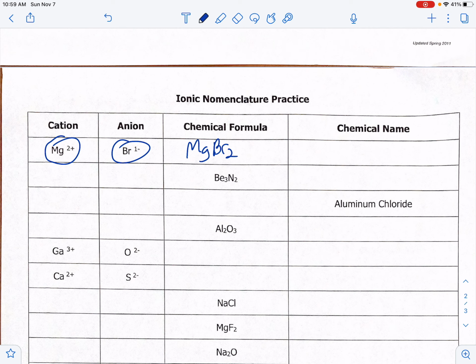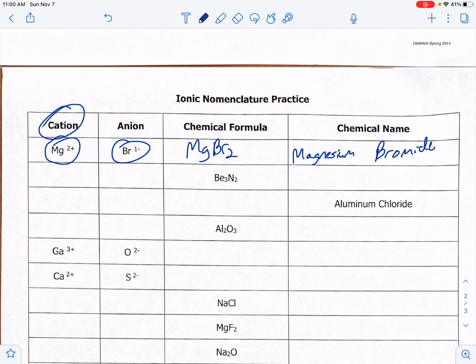Now, when it comes to naming, remember your cation, anything in this group right here, you're not going to change its name at all. You're just going to write it out like you see on the periodic table. So that would be magnesium. And then bromine is no longer considered bromine. Remember, you change your anion. If it's a monatomic, like all these are going to be, meaning it's just an element not bonded with anything else like oxygen, making it a polyatomic, it's just going to end in -ide. So bromine becomes bromide.